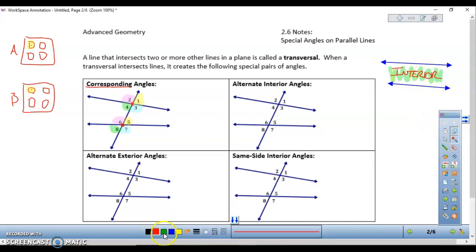And this area that's outside of those two lines, all of this and this, we call that the exterior, okay? So keep that in mind as we go along. And one other thing to discuss is what that word alternate means.